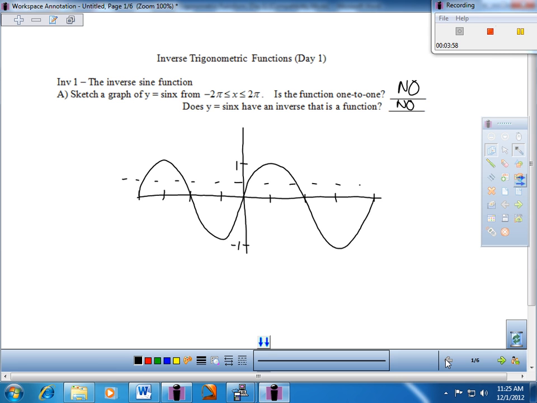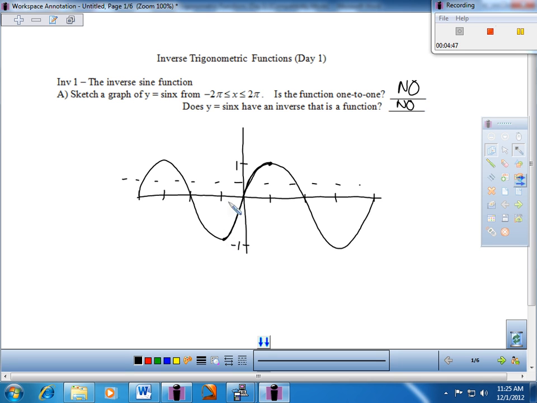And very simply, it's from negative pi over 2, where the graph starts down here, all the way up to pi over 2, which ends right up here. So if you look at it from here to here, everybody, if I just drew you that graph on the coordinate plane, would that pass the horizontal line test? Absolutely.